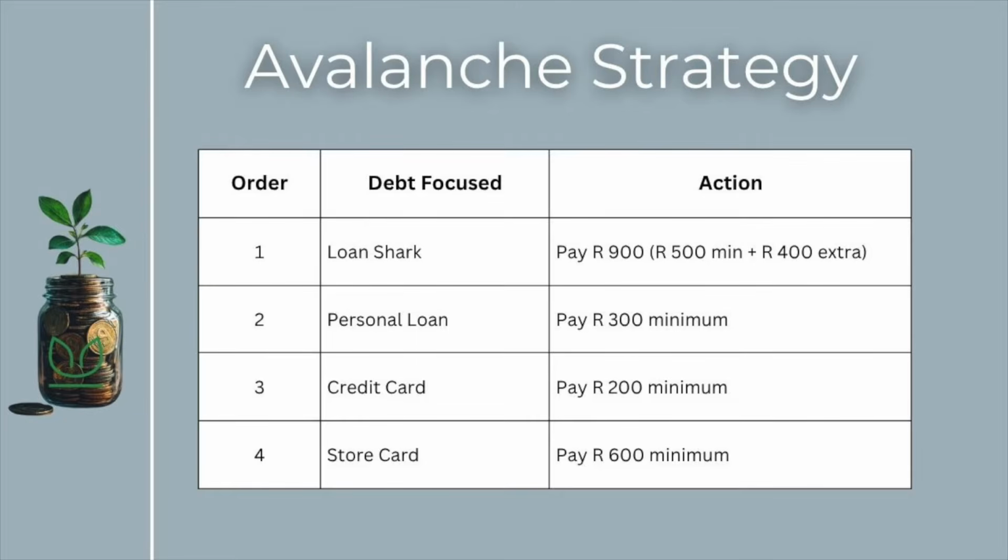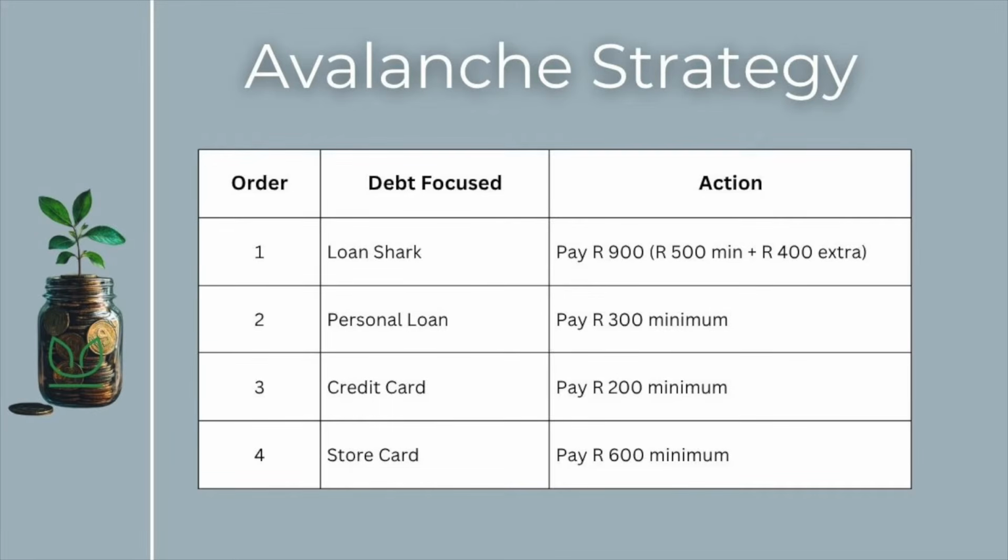Then when we are done with our loan shark loan, then we'll move to the next debt, which is our personal loan, which is standing at 27%. So the 900 that we were paying towards the loan shark, we are now going to target it towards the personal loan, which is the next debt with the highest interest. So that will now be the minimum of 300 plus the 900 that we were paying on that debt. And then when we are done, we will move on to the next highest, which is the credit card, which is standing at 25%.